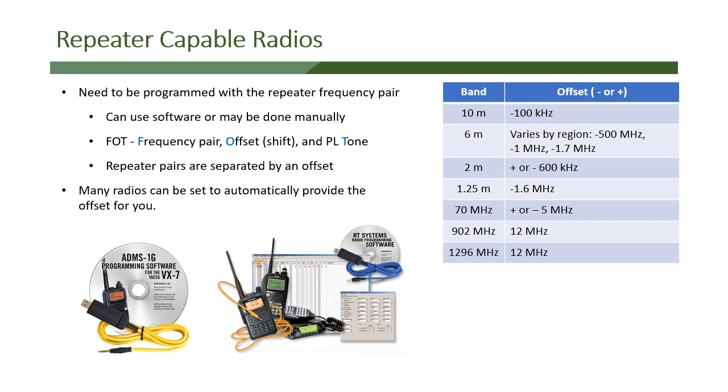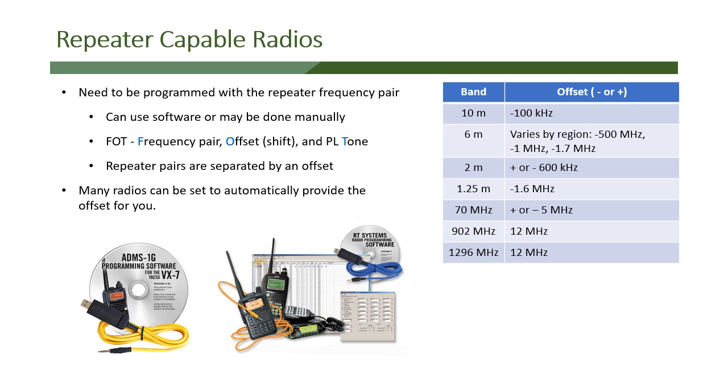And then again, you're going to program the frequency pair, the offset or shift, and the PL tone. So remember, we have 2 frequencies for a repeater. One is your transmit frequency to the repeater, and the other is your receiving frequency from the repeater. That's the frequency pair. The distance between those frequencies is called the offset or shift. On the right, you see the common offsets for those different bands.